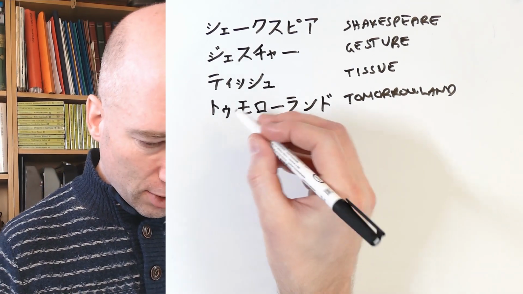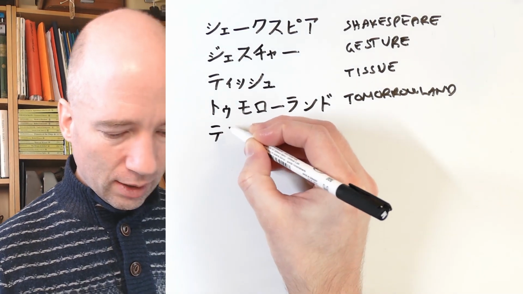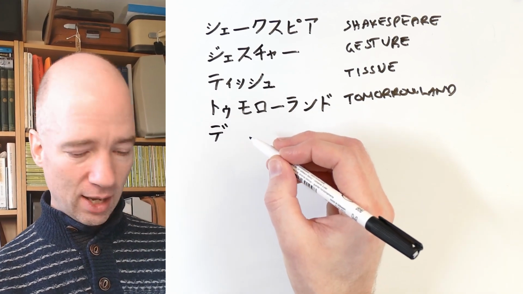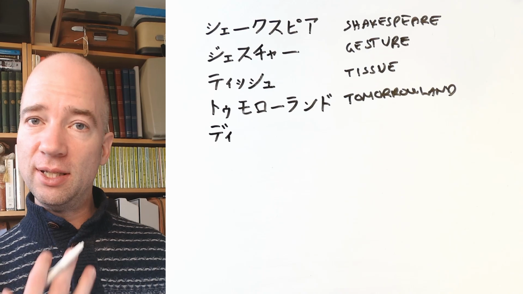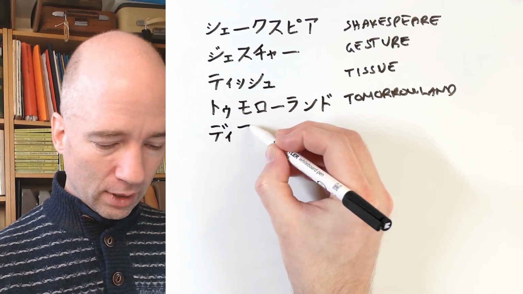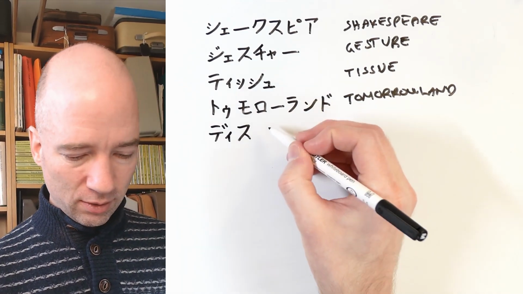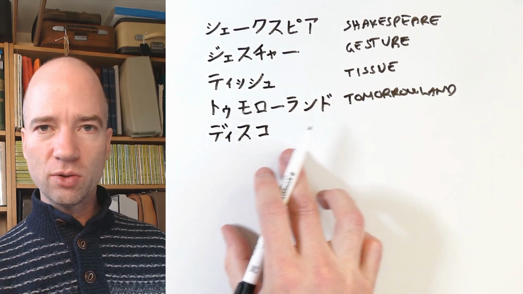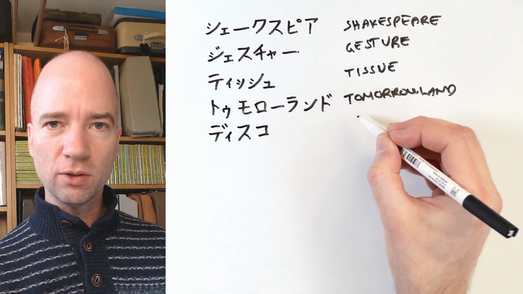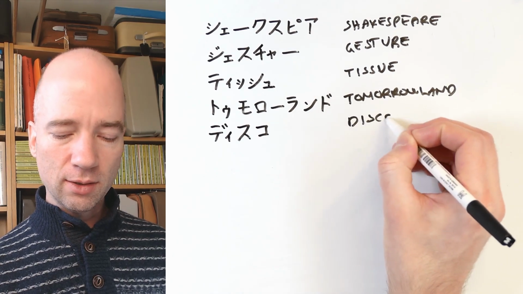Let's see, what else have we got? A D. So a plus a small e, that becomes d. Su, ko, disco, disco. That is disco.